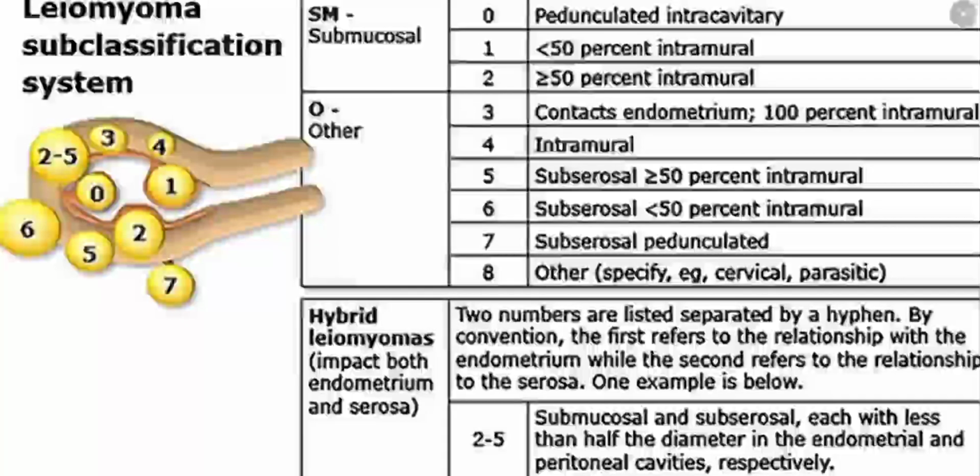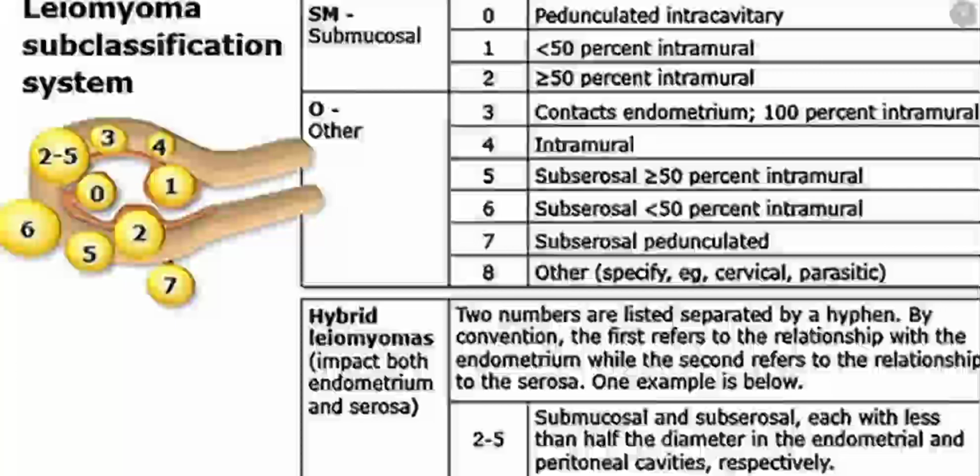And 8 are others. So the easy way to remember it is: what is 0? Pedunculated intracavitary, meaning it is completely in the cavity. And 1 or 2 mean more towards the submucosa, but these are somewhat partially involving the muscle layer, so it is less than 50% or more than 50% intramural. Then 3 and 4 are properly intramural. One is contacting only the endometrium, and the other is only intramural. And then 5 and 6 are outside, subserosal, but some portion of them will be in the muscle, so more than 50% comes first, meaning more portion is inside the muscle, then less than 50% intramural. And 7 is subserosal pedunculated.